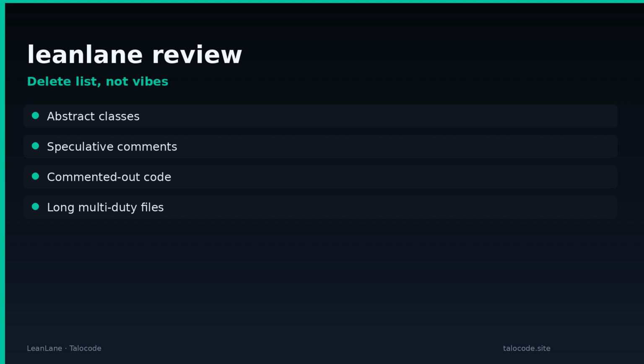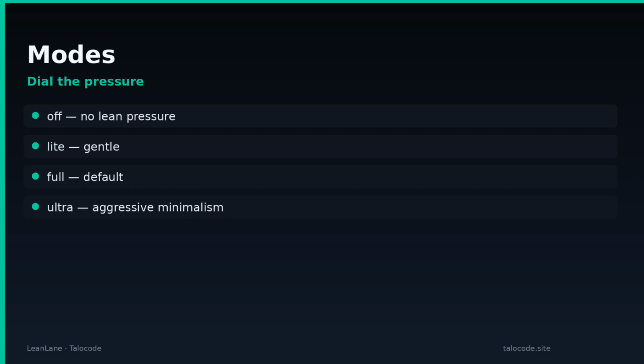Set session defaults with leanlane mode set full. Or export LEANLANE_MODE equals full. Or keep config under your home directory in .config/leanlane/config.json. Export always-on rules for any agent host.